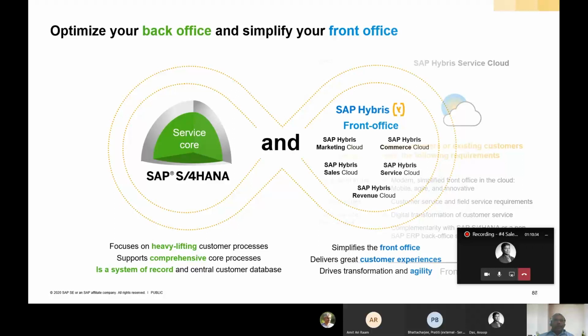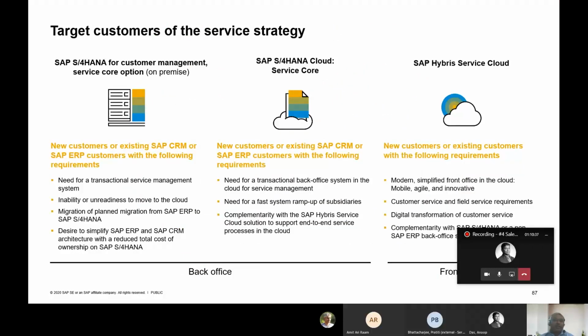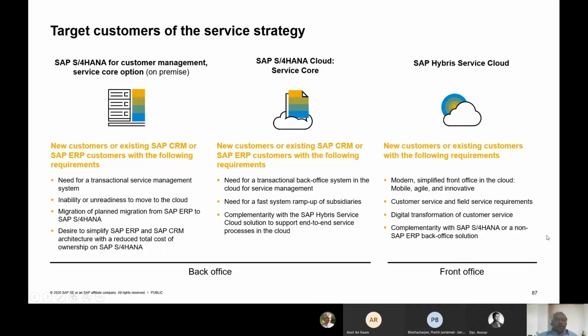Yeah, so now we'll look at how the customer strategies are. Earlier we had the ERP system and the CRM, which was there. So here we have outlined what can be the strategies for customers who are using the service processes, based on the customer management and the service core option which has been provided on-premise. So the transaction services management system, which is there. We have three strategies: one on-premise, cloud, as well as the hybrid service cloud. So moving on to the next.